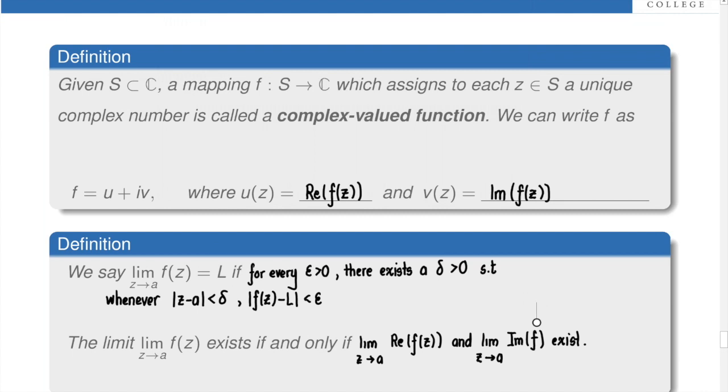Let's go back to this definition here. What this says is, let's say we fix an epsilon. Then for every epsilon, we can find a delta such that the following happens. What that means is, let's say I have here's my a, and here's my L.